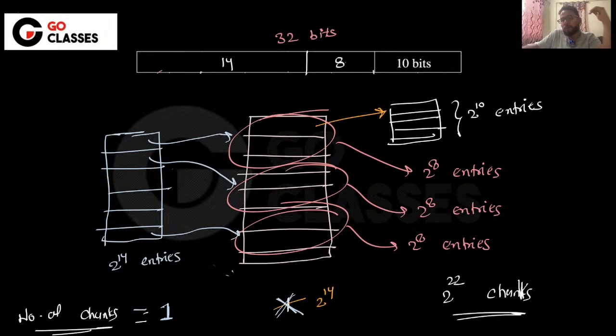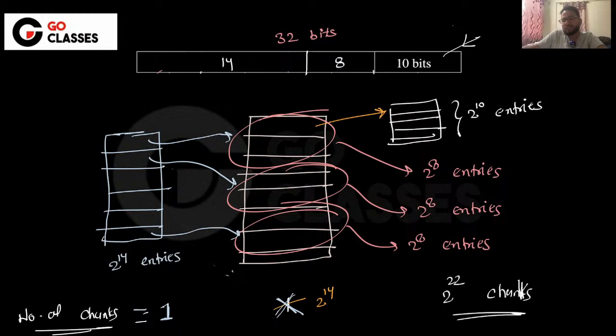This 8 will represent the number of entries in this chunk. How many chunks are there? This 14 will tell you: 2 power 14 chunks, right? And this 14 will represent how many entries are there? 2 power 14 entries. How many chunks are there? At the outermost level it is 1. How many chunks at this point? 2 power 14. How many entries in just one chunk? 2 power 8. How many chunks at this point?